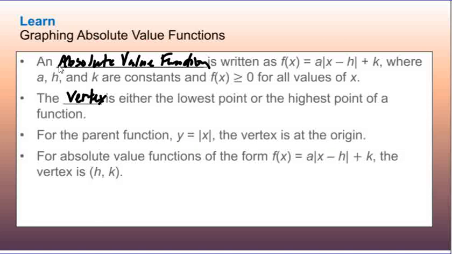A vertex is either the lowest point or the highest point of a function. And the parent function for an absolute value function is y equals absolute value of x, or f of x equaling |x|. And the vertex is at the origin, (0, 0). So for absolute value functions of the form f of x equaling a times the absolute value of x minus h plus k, the vertex is (h, k).